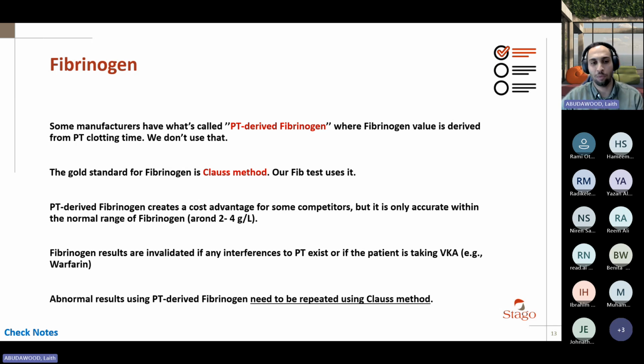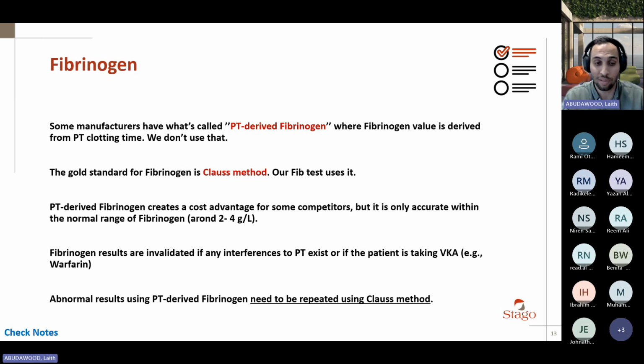You might have heard from some of your customers that IL, for example, is giving us a reagent that is PT, but at the same time gives me fibrinogen. We call that PT-derived fibrinogen. So actually it's a PT reagent, but the analyzer will also provide you with a fibrinogen result based on the PT clotting time. How? We don't care about the how at the moment, but it is a PT reagent that does give you a fibrinogen result.